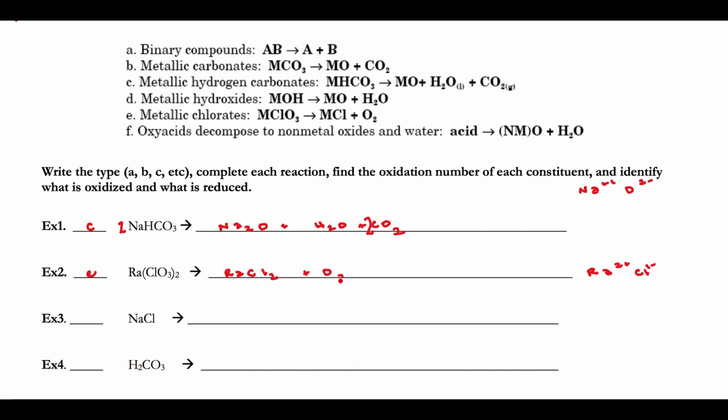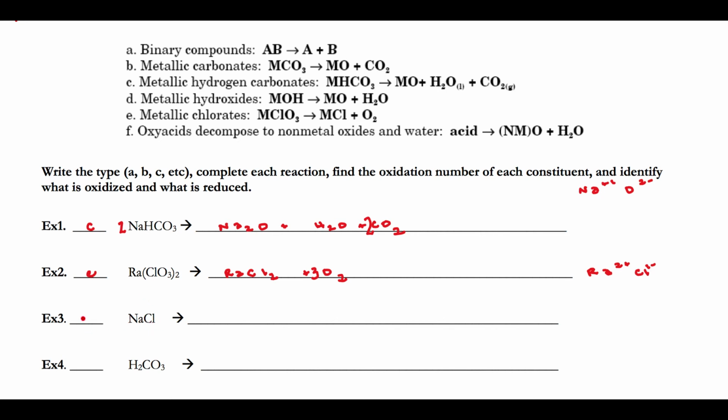Now I just have to balance. Notice I've got 1 radium, 2 chlorines, 2 chlorines, 6 oxygens here, so I just need to put a 3 in front here.